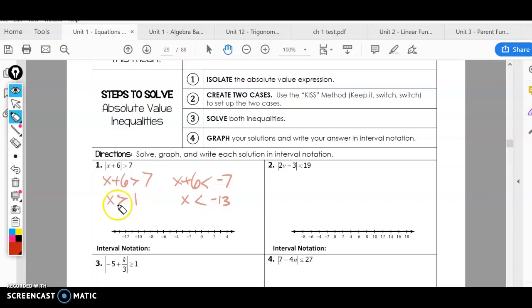Now we just need to graph. We're going to graph x is greater than 1. That looks like this, with an open circle pointed this way. x is less than negative 13: open circle pointing that way.